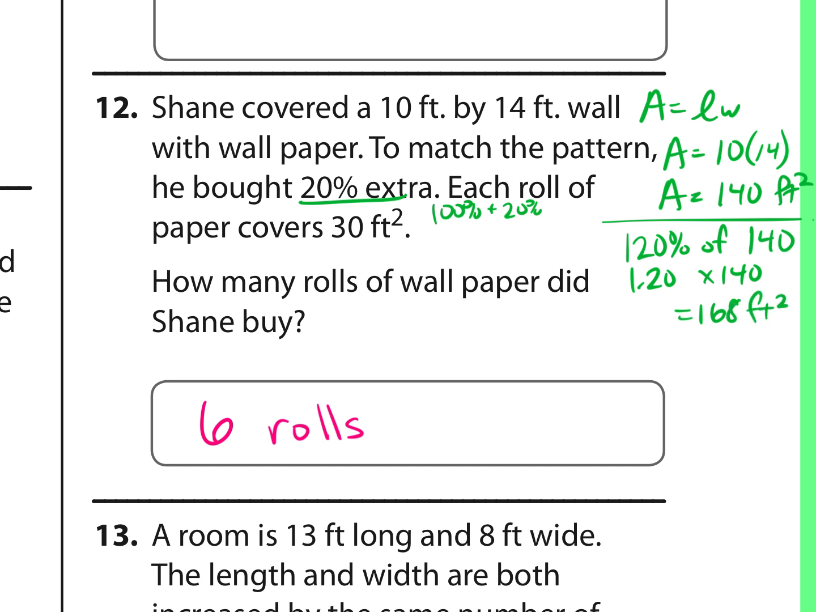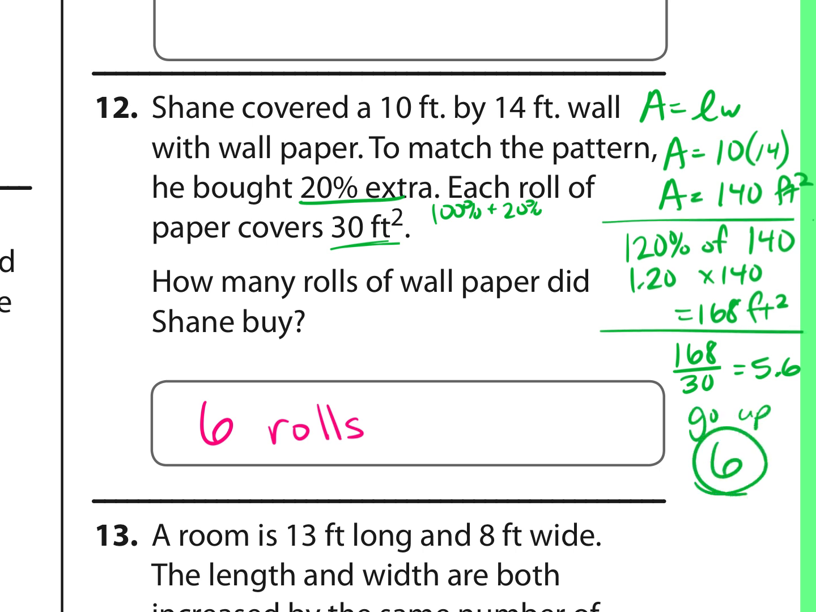Each roll covers 30 square feet. So 168 divided by 30 gives us 5.6. Can you buy 5.6 rolls of wallpaper? No, we have to go up to 6 rolls.